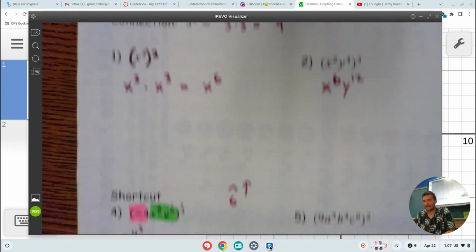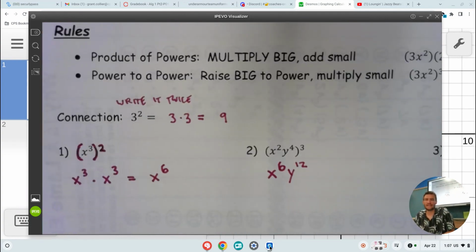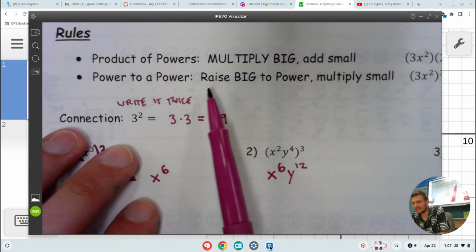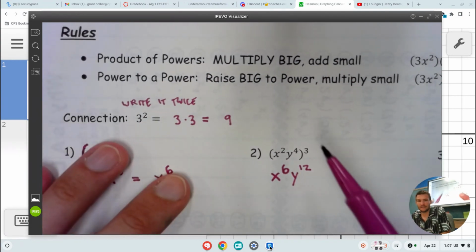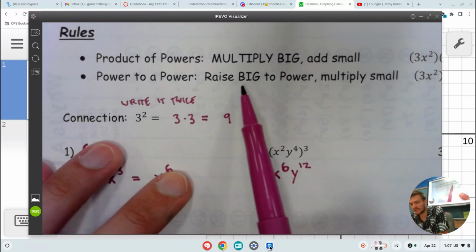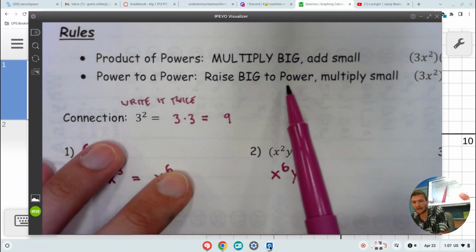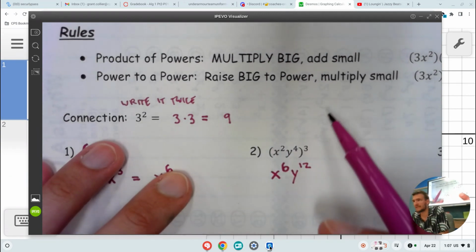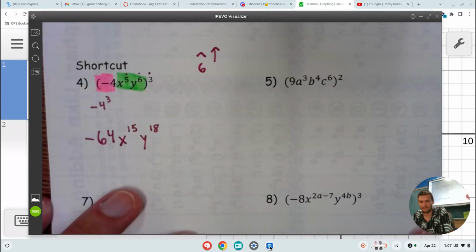So all the way at the top, we always have our total. Basically, the numbers and the letters work differently, okay? When it comes to the big coefficient, the normal numbers, you need to raise those to the power. But when it comes to the small exponents, you just need to multiply them.